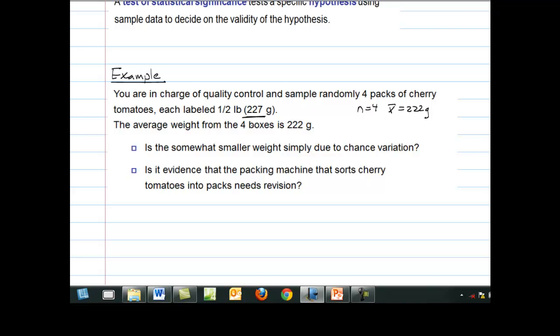So what we want to start thinking of is, is this enough evidence to say that I'm underfilling my boxes? Or did we just get some bad sample here? Well, if we collected more than 4 packs of cherry tomatoes, that might provide some more evidence. But that's the whole idea behind tests of significance. I want to figure out what's going on here. So is the somewhat smaller weight simply due to chance variation? Is it evidence that the packing machine that sorts cherry tomatoes into packs needs revision? Maybe it needs to add another tomato per container, or maybe we need to have the scale recalibrated. So that's what tests of significance will help us do, is determine a solution to this type of a problem.